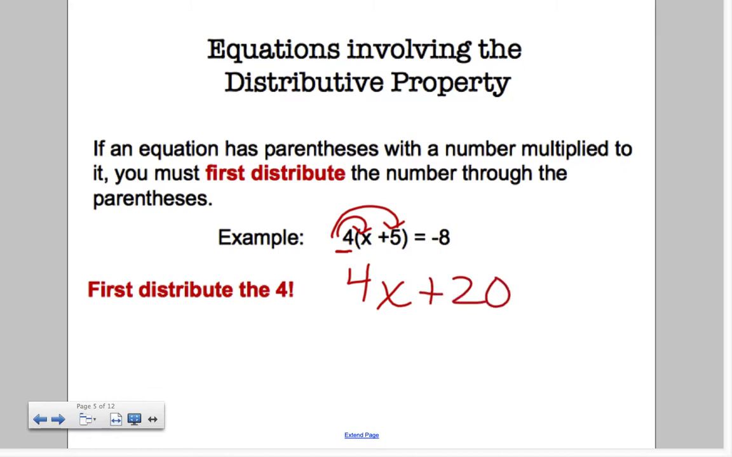Are you going to distribute the 4 to the negative 8? No, that's not even on that side. That equal sign kind of separates the sides: this side stays over here, this side stays over there. Okay? Voila.